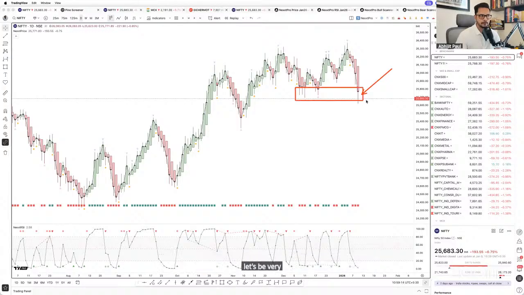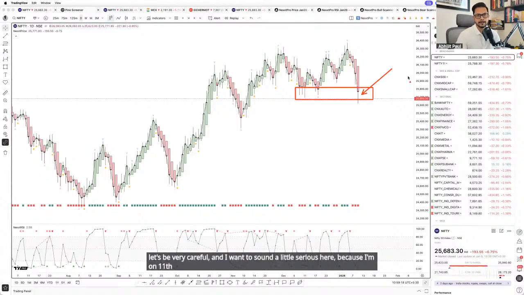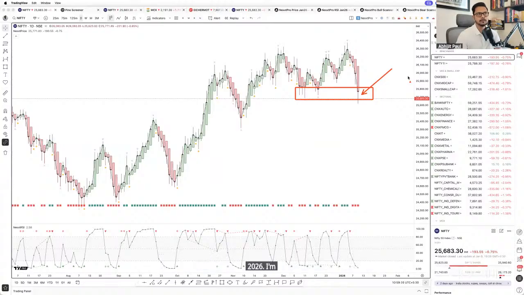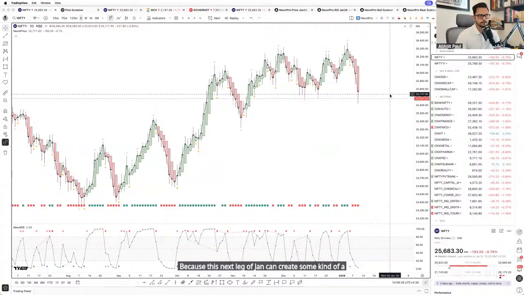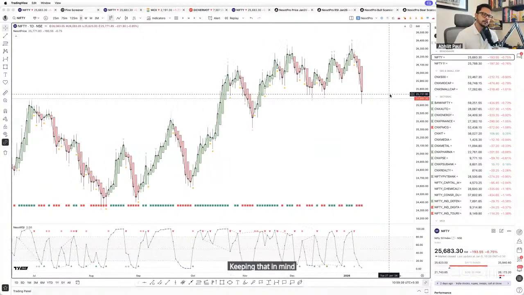Let's be very careful. And I want to sound a little serious here because I'm on 11th of Jan 2026. I'm not on 11th of August or July. Because this next leg of Jan can create some kind of a directional movement. Keeping that in mind, we'll keep that in mind, number one.